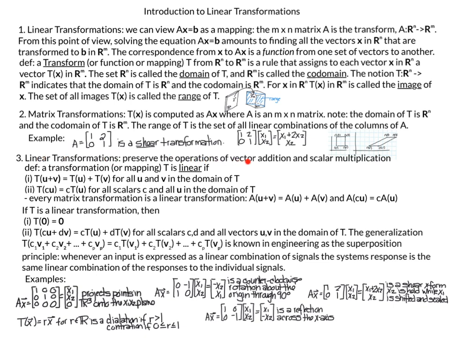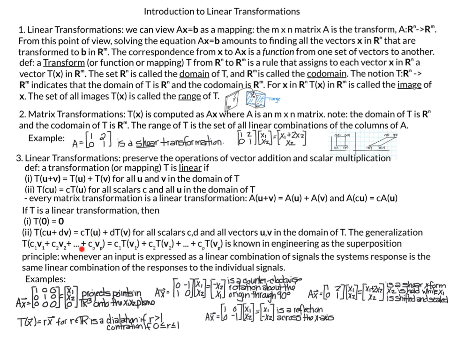In other words, they preserve the operations of vector addition and scalar multiplication, and these are the two properties that make something linear. So by definition, if you want to prove something's linear, you have to show these two properties hold: T of u plus v is equal to T of u plus T of v, and T of cu is equal to c T of u, where c is a scalar. And then we found these other properties of linear transformations. Linear transformations always map the zero vector to zero. And also T of cu plus dv is equal to c T of u plus d T of v, where c and d are scalars. We can also use this statement to prove something is linear.